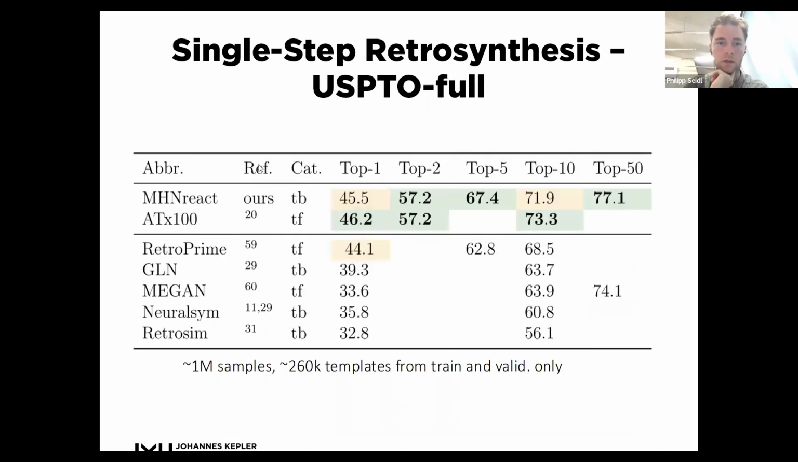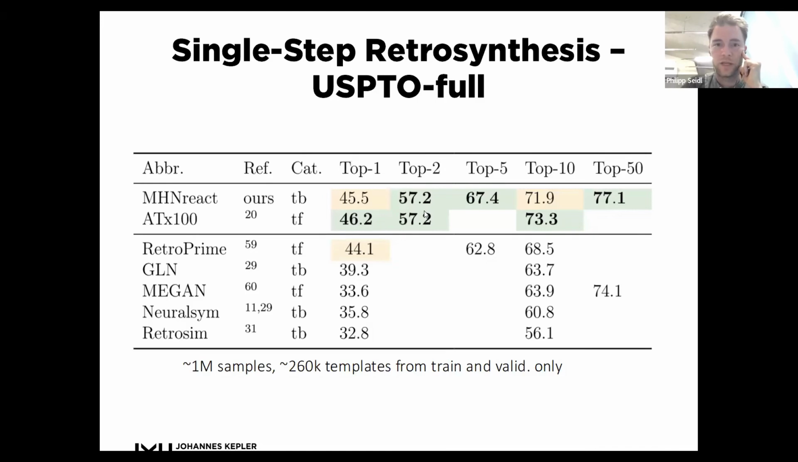Yes. If we look at the USPT04, where we have many more templates, so here we have a range of around 260,000 templates. Those are extracted using the RDChiral package, but one could also use, for example, a transformer, and this might actually improve the results. So in this setting, we're on par with the AT. In some settings here in top 10, we're a bit below. I don't know why this is the case, but yeah, it's not that different. So here we're still very competitive.